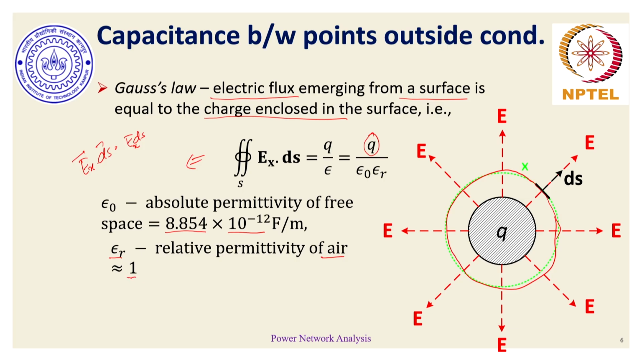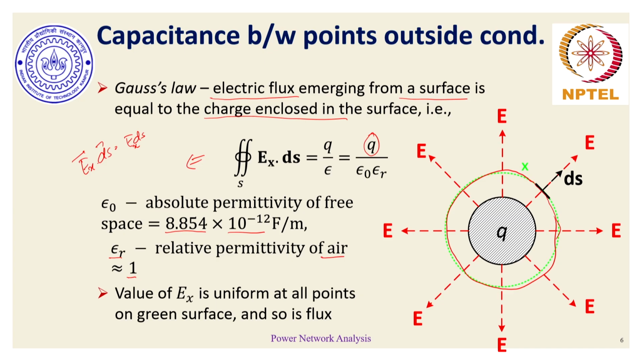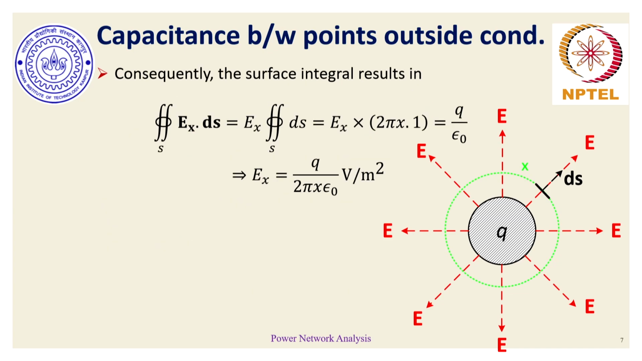because air is not a good conductor. And since the value of E of x is uniform, this integral gets simplified into this form, where if we now focus on what this integral is, then this integral is nothing but the surface area, or the curved surface area, of the cylindrical surface which we have chosen.